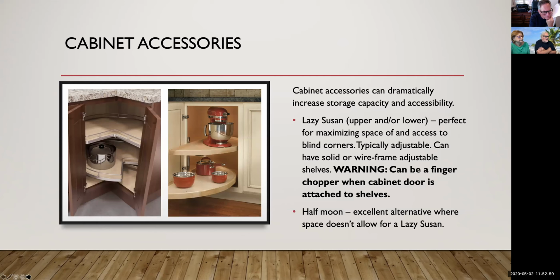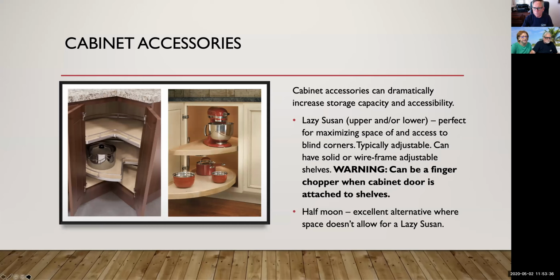And the picture on the right is a half moon, which is an excellent alternative when you don't have space for the Lazy Susan, because in a kitchen, a Lazy Susan comes out of the corner 3 feet in each direction. So it can't always be used depending on the space available. However, a half moon can always be used. What's nice about that half moon is not only does it swing out, it also pulls out. So you aren't down on your hands and knees digging around looking for anything at the back of it.